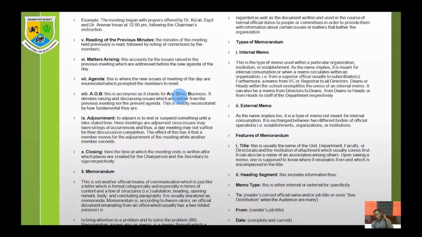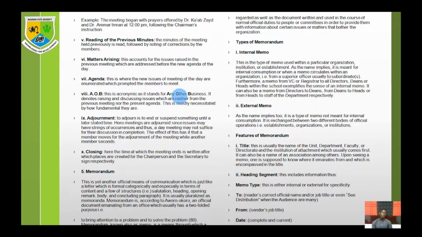The last item in the features is closing. Here the writer states the time at which the meeting ends, and it is written and created for the chairman to sign and the secretary also to sign respectively. It carries the chairman's name on the left and the secretary's name on the right.